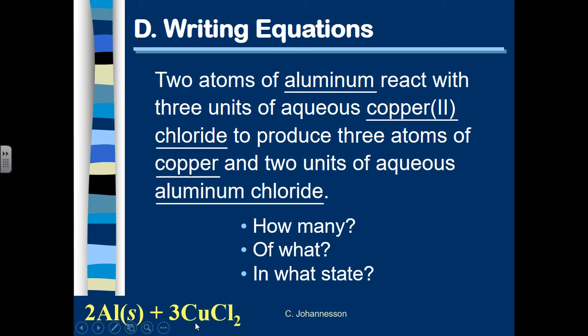So the formula is CuCl2 because it's ionic and they switch charges. So copper's 2 charge went here to chlorine, and chlorine's 1 went to copper. That's aqueous copper 2 chloride, so you're going to need to put an AQ after it.